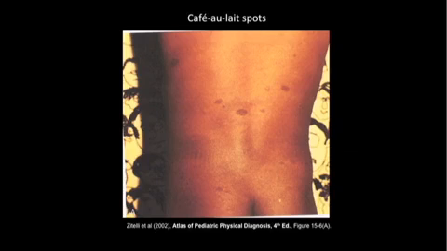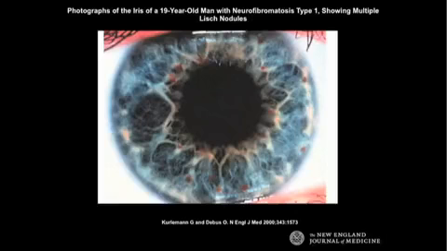Moving on, cafe au lait spots is what you see on this image. So just these darkened spots on the skin. Lisch nodules is what you see on this image. It's a pigmented iris hamartoma. What is a hamartoma? A hamartoma is excess tissue that's normal tissue for the site where it is. So this is iris tissue, just a lot more of it. It's a pigmented iris hamartoma. These things can be seen with neurofibromatosis type 1.